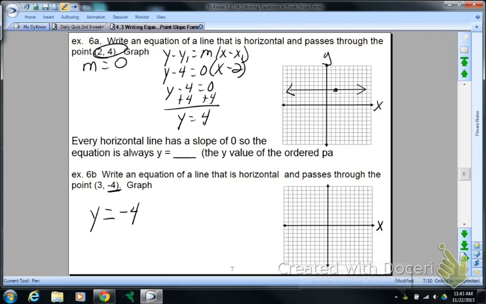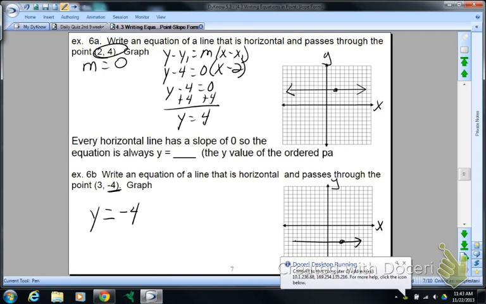So if we graph this, it's a horizontal line. Okay?